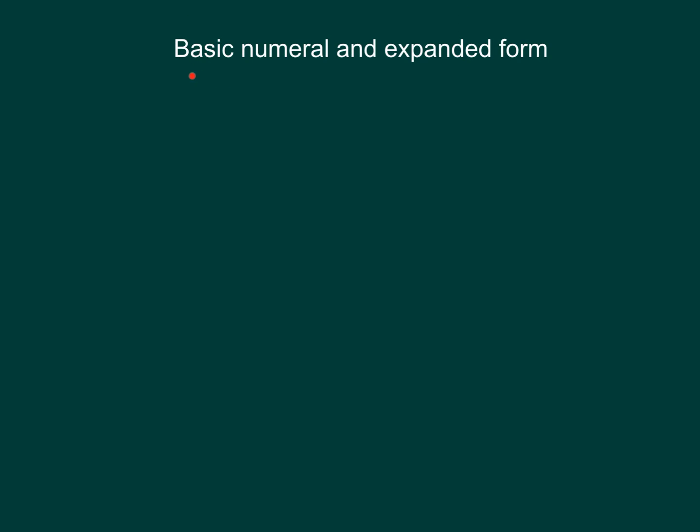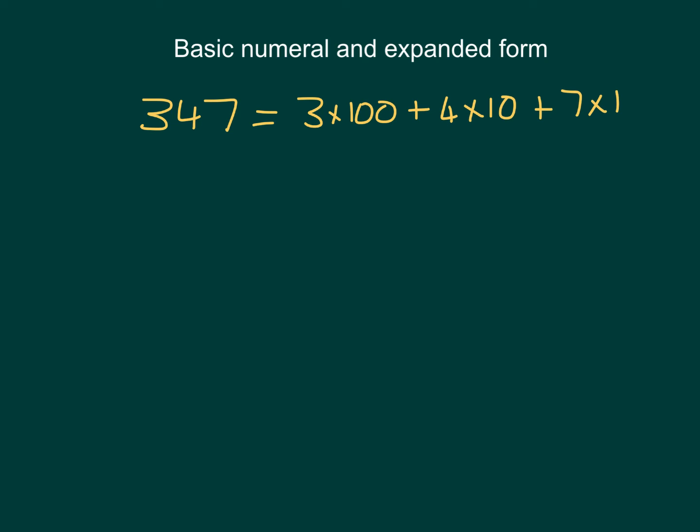The next thing we need to look at is the basic numeral and expanded forms. That sounds like a heavy story, but it's not actually. If we take a value, for example 347, we can break that down into 3 by 100 plus 4 by 10 plus 7 by 1. And that will give us 347. Have a go breaking this one down, 935. Pause the video and have a go.